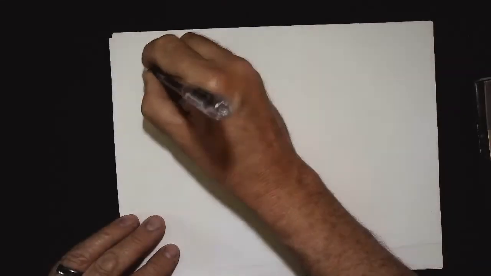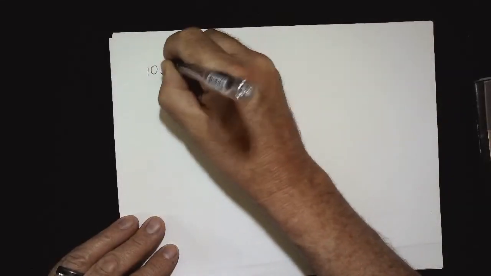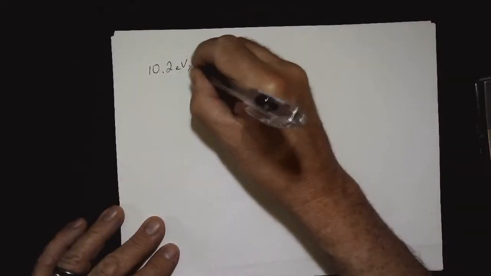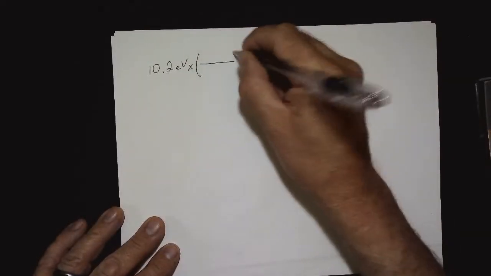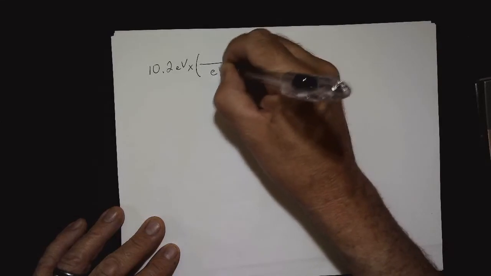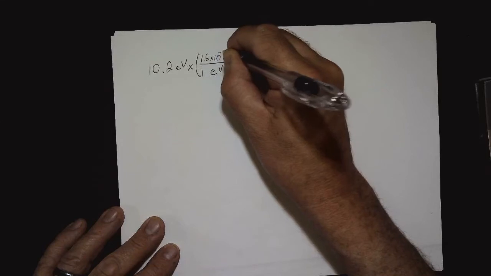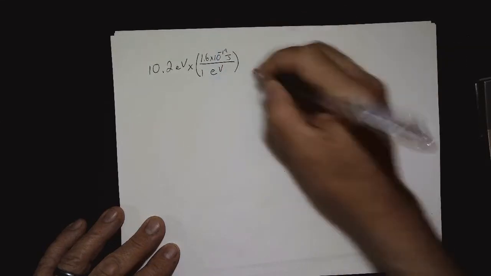Okay, so let's see what frequency of light that would be. So if we have 10.2 electron volts of energy, well, how do we turn that into joules? We just multiply by 1. So we know 1 EV is the same as 1.6 times 10 to the minus 19th joules.